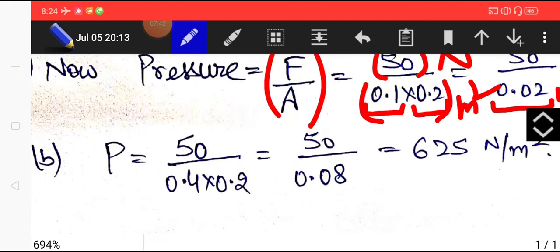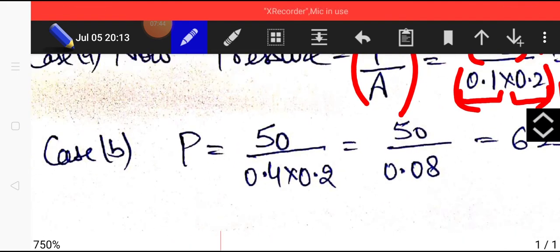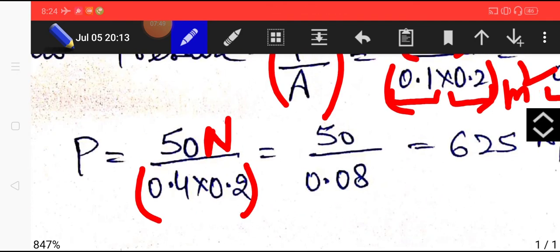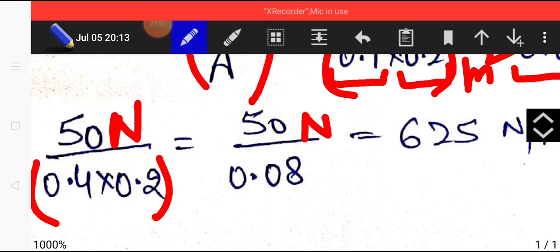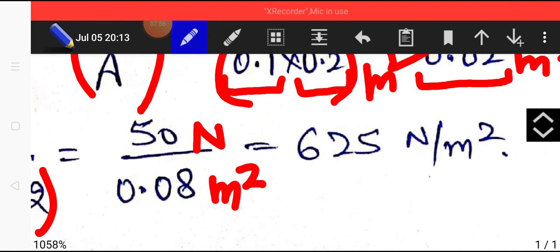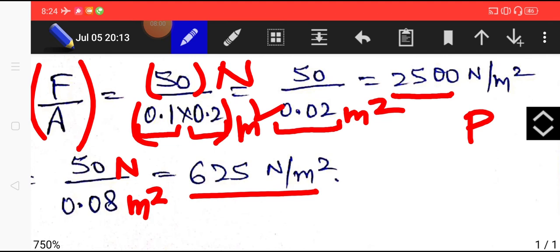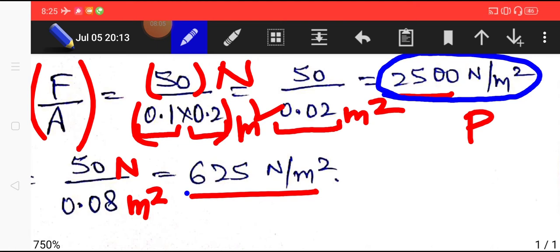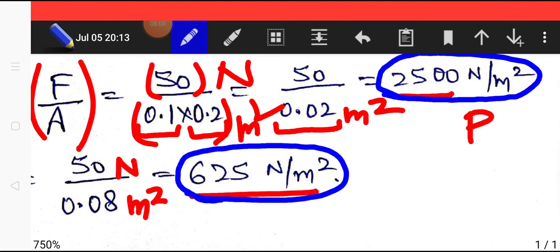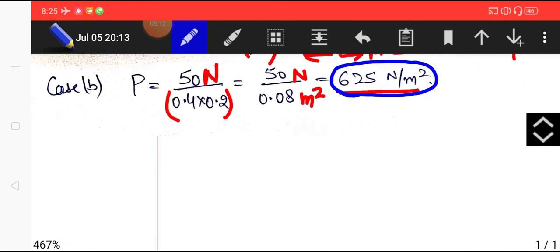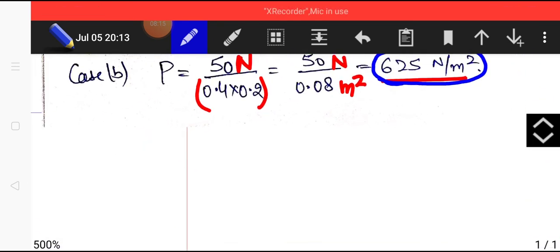So for the second case, when we calculate the pressure, the force downward is the same and the area is 0.4 into 0.2, as I discussed with you. So 50 newton divided by 0.08 meter square. This time you get 625. Look how different this value is. Earlier that value was 2500 Newton per meter square, and now this value is 625 Newton per meter square. So it is very clear from this discussion that from the same box we achieved two different pressures.